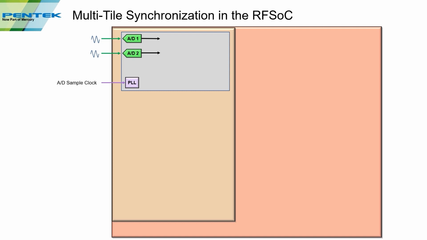But within each tile, whether it's A to Ds or D to As, the two converters in each tile run on the same clock. Now, you can send different clocks to different tiles, but within a single tile, the A to Ds or D to As are running at that same clock rate. That A to D clock is also passed outside of the tile into the fabric as a reference clock for the fabric behind it.